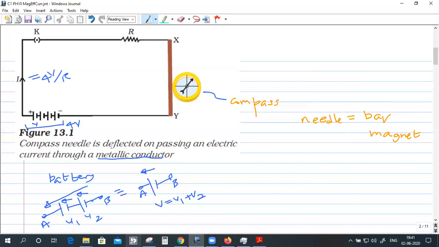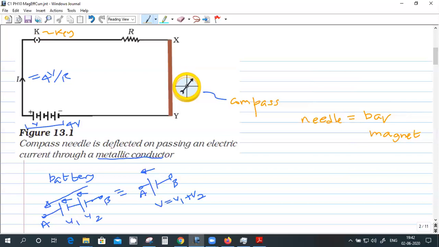Okay, so this is just an observation. There is a battery which is driving the current, and a resistance and a metallic conductor. And when the current is flowing, the needle is deflecting. Suppose you open this key. If you close this key, current will flow. When the current flows, there is deflection. When you open this key, the circuit is broken, so the current is zero, and the compass is in a neutral position. So the needle is deflecting when there is current.